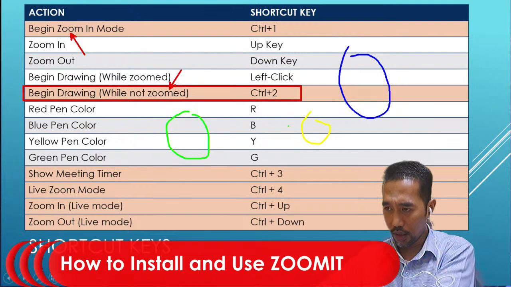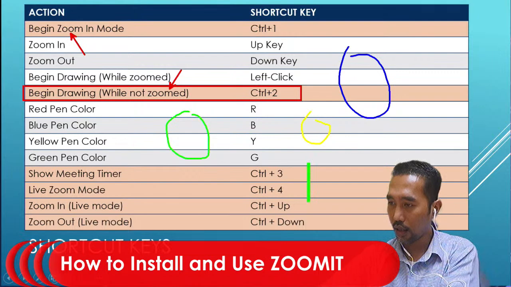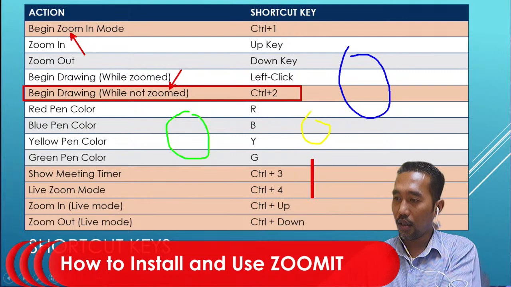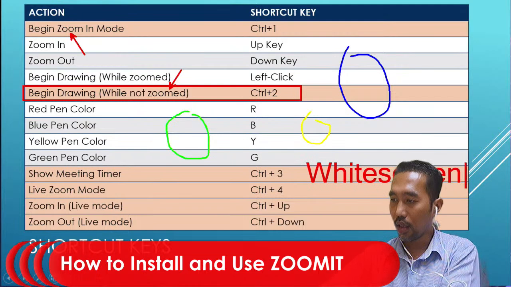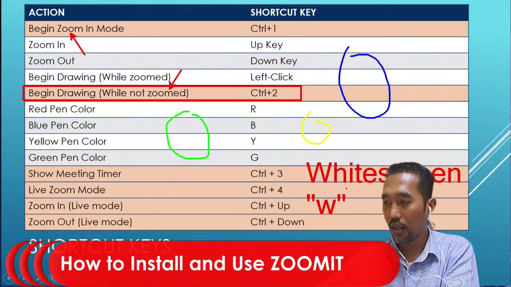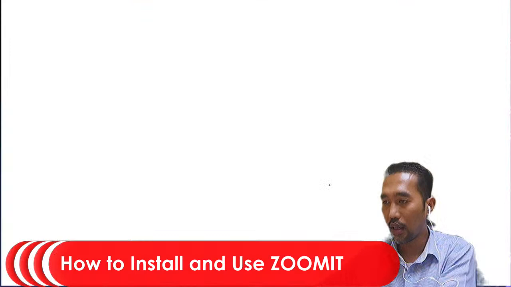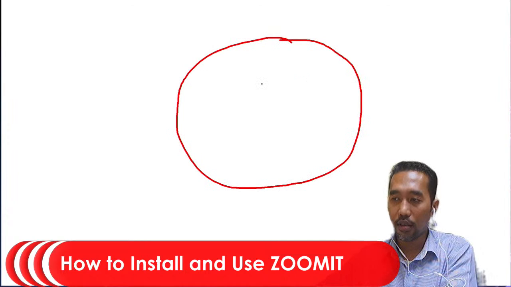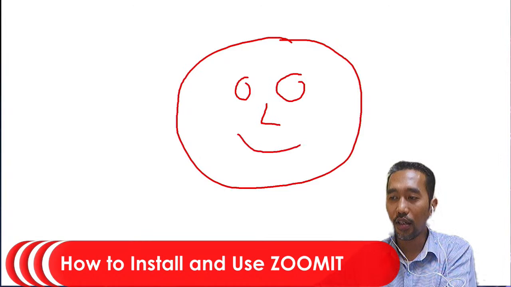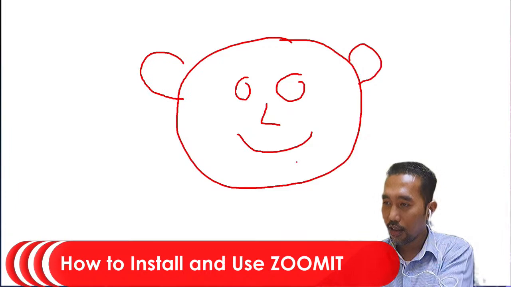Okay, to activate the, sorry, it's not stated here, to activate the white screen. Sorry, I think I changed to red color again. Okay, white screen actually is using the W button. When you activate Control 2 and then you press W. Okay, now I'm pressing W, so it activates the whiteboard. So I can draw anything.